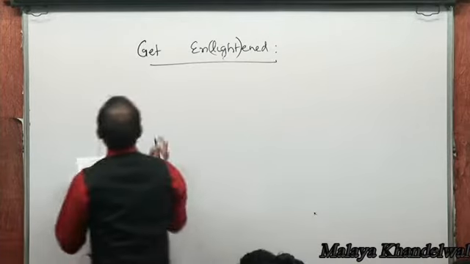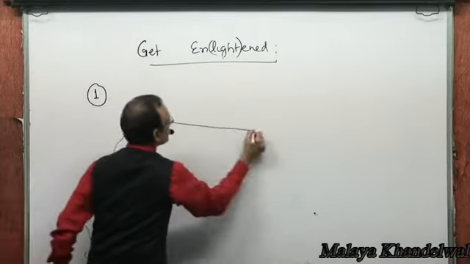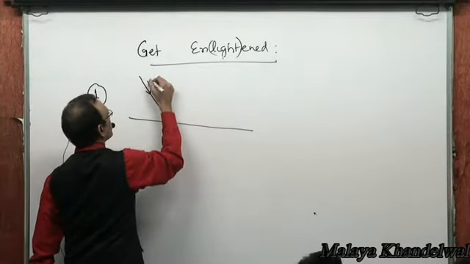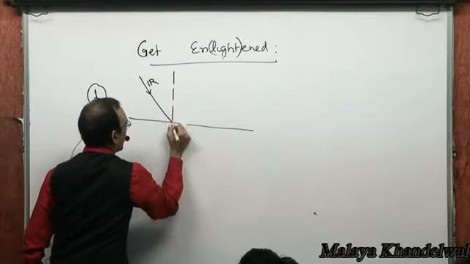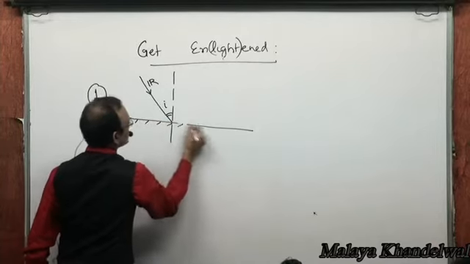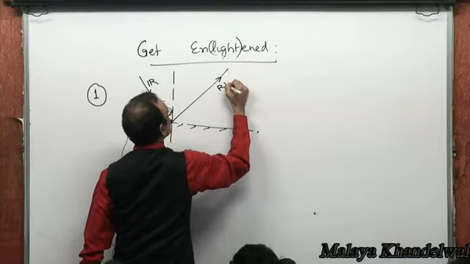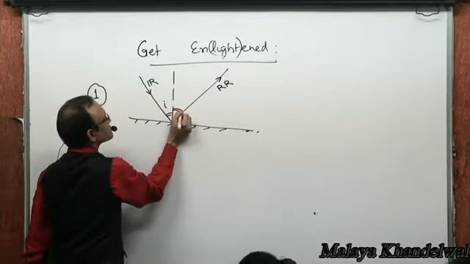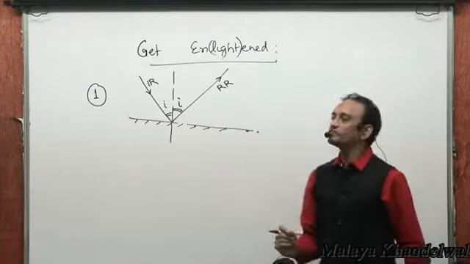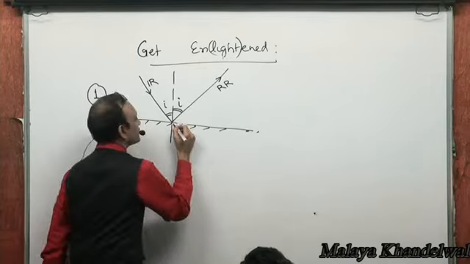Now the first problem of the sheet is about an incident ray, angle of incidence i, getting reflected from a plane surface. This is the reflected ray. Angle of incidence is equal to angle of reflection. We need to plot deviation versus angle of incidence very clearly.